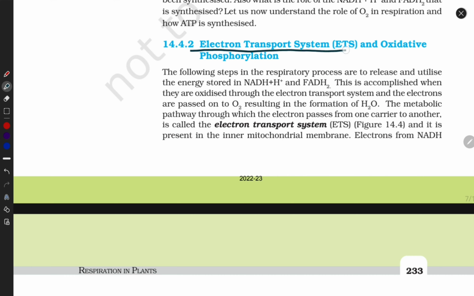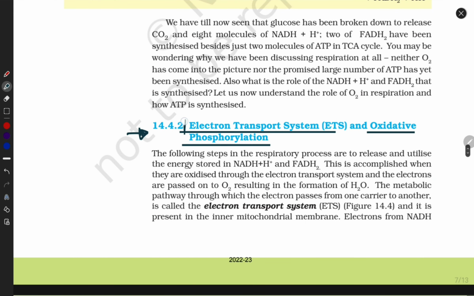Electron transport system. Our today's topic is the electron transport system, and we can also call it oxidative phosphorylation. Now, where do we get electrons?